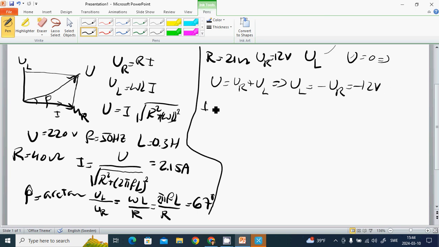And I equals UR divided by R. It is 12 divided by 21. It is 0.57 ampere.